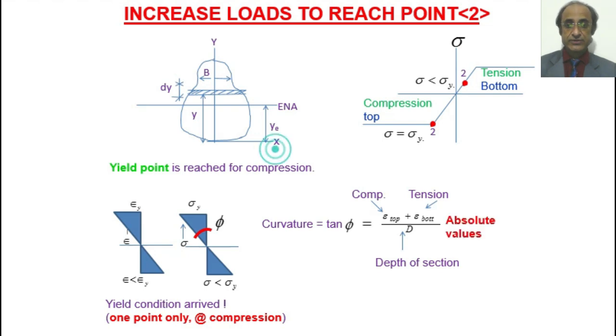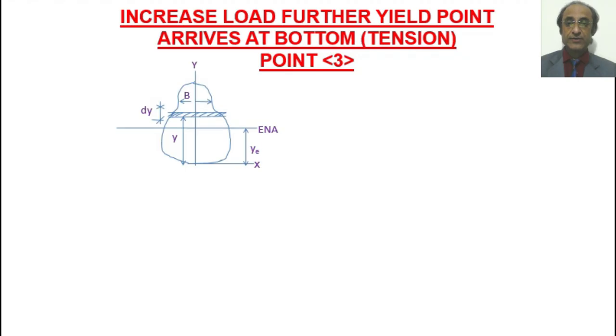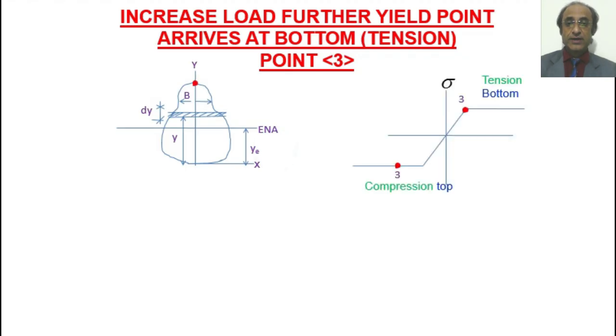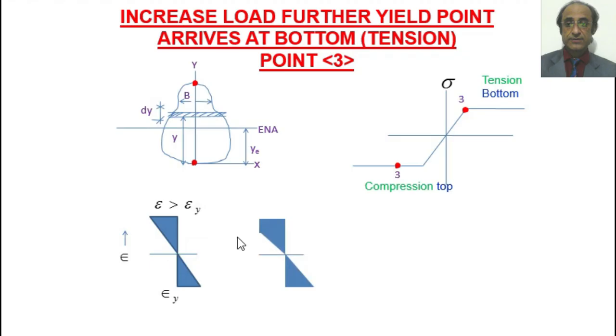And when we reach point number 3, in that particular condition both the top and bottom points have either reached or gone beyond the yield stress point. In the case of the compression side, the strain has now exceeded the yield strain, so that's why the stress will now exceed the yield stress. So we'll have something like this.